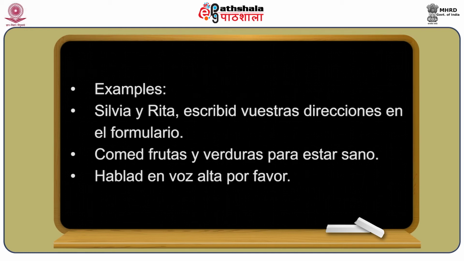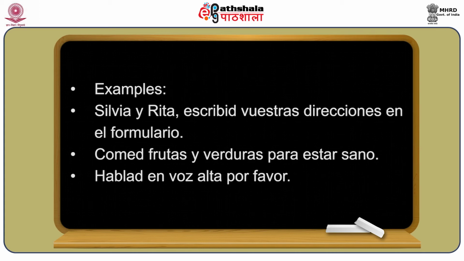In the same way, "eat fruits and vegetables in order to be healthy." If there is more than one person and you want to say eat, the verb to eat is comer. So the vosotros form of the imperative will be comed, that is, we remove the r and add d. So, comed frutas y verduras para estar sano.